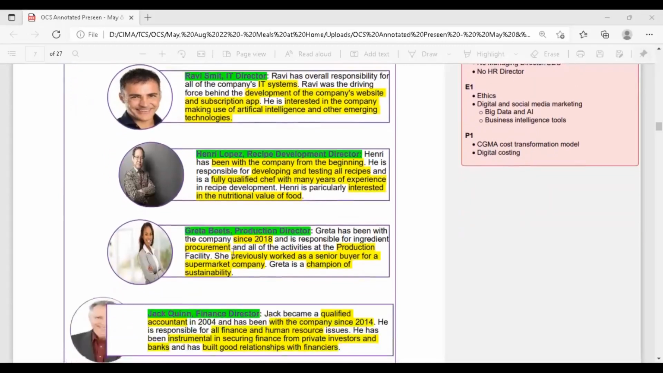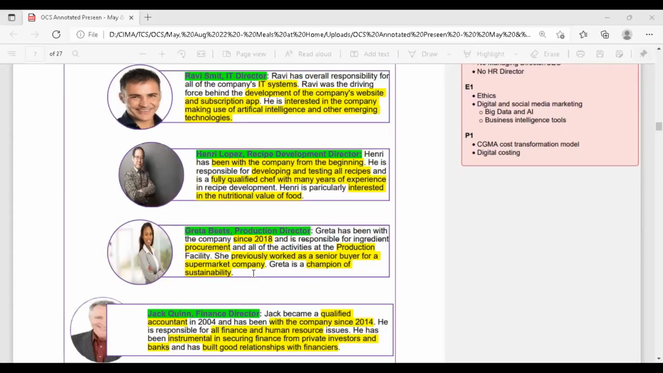Then looking at the production director, Greta Beats joined the company in 2018, and is responsible for ingredient procurement. So Greta Beats is involved with supply chain management within the company, as well as she oversees the production facility where assembly and packaging occurs. She previously worked as a senior buyer for a supermarket company, so she had been within the procurement industry for a long period of time.